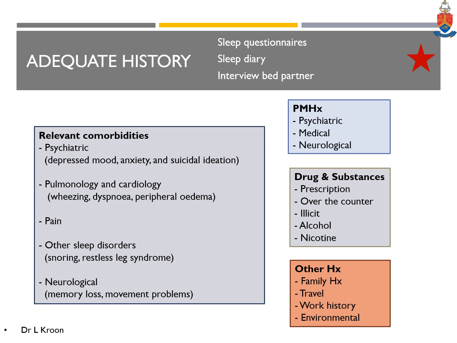It is also important to ask about drugs and substances. This can be prescription medication, over-the-counter medication, illicit drugs, alcohol, as well as smoking. Travel is important, which might be on the differential diagnosis for if a person is having jet lag.